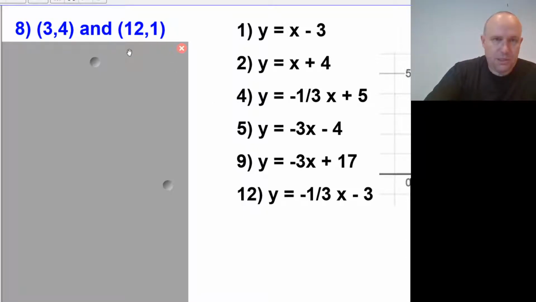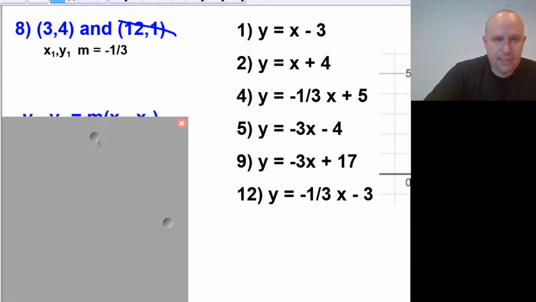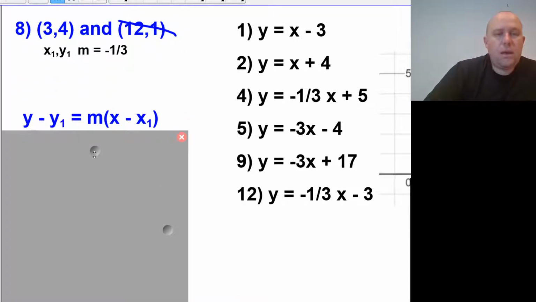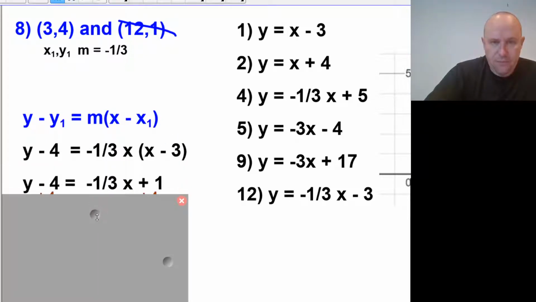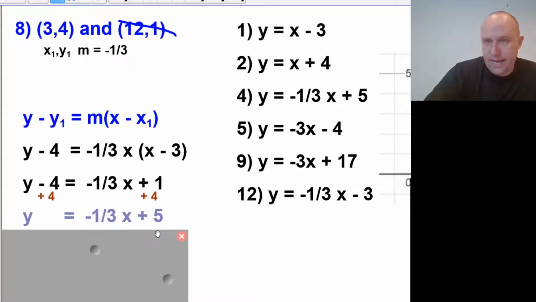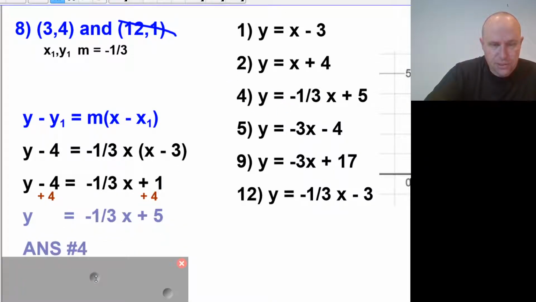So it looks like it's between 4 and 12. Ignore that second answer. We go ahead and substitute in. So 3 and 4, just plug those straight in, and then that slope can pop in right there. -1/3 times -3 is +1. And then instead of subtracting 4, bring it to the side by adding, which will give you +5. And you can see that this is answer choice number 4.